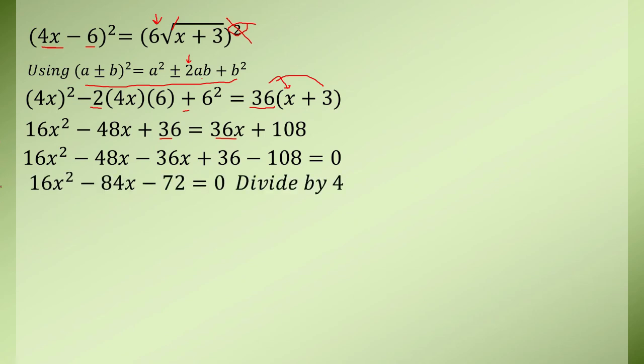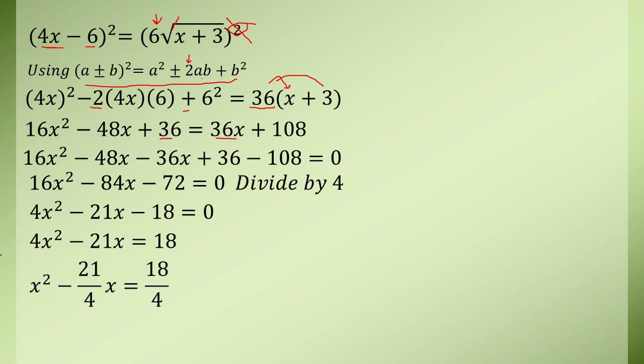And now finally I have this equation, a quadratic equation again. But I see 16, 84, and 72 can be divided by 4. To simplify my work, I divide by 4. 16 divided by 4 is 4. 84 divided by 4 is 21. And 72 divided by 4 is 18. This is a quadratic equation. Move 18 to the right side. Divide by 4 to get a 1 here.